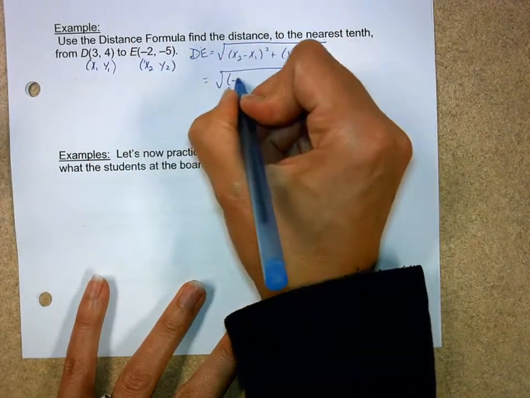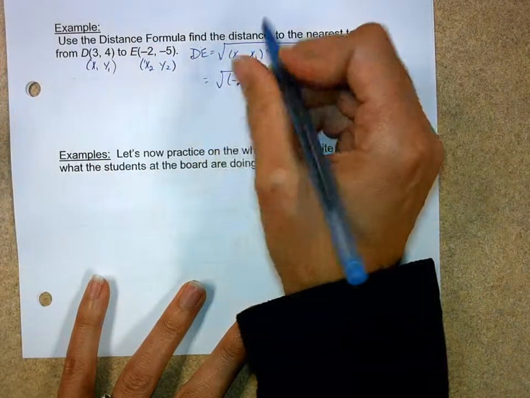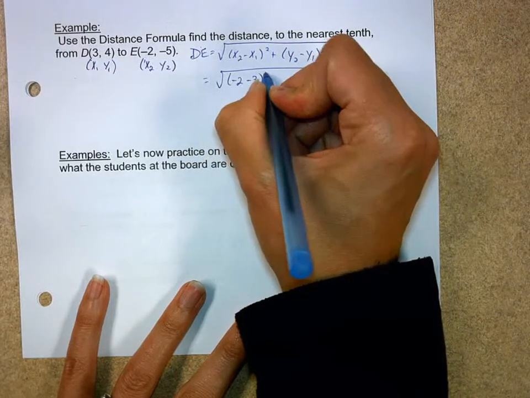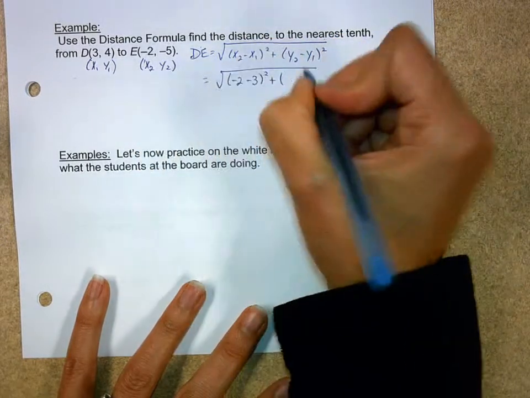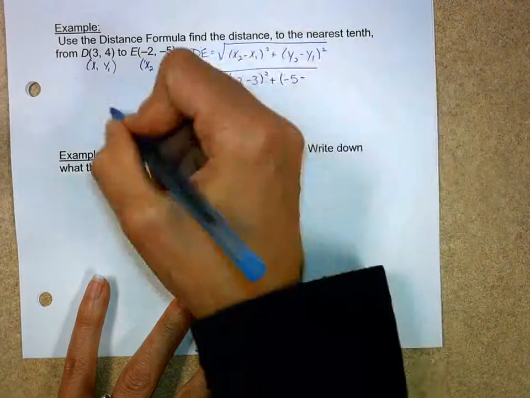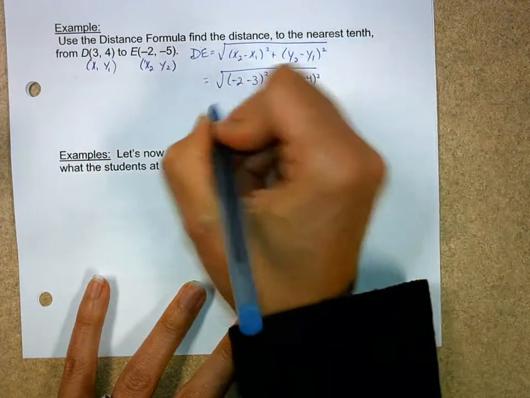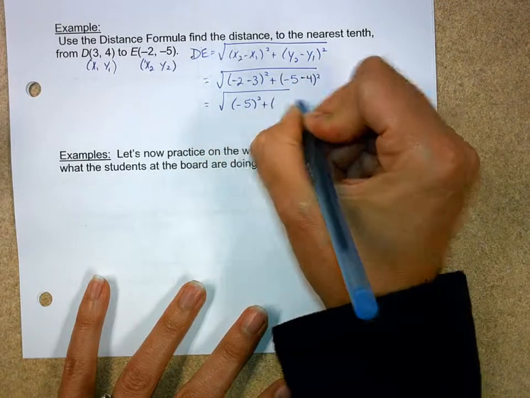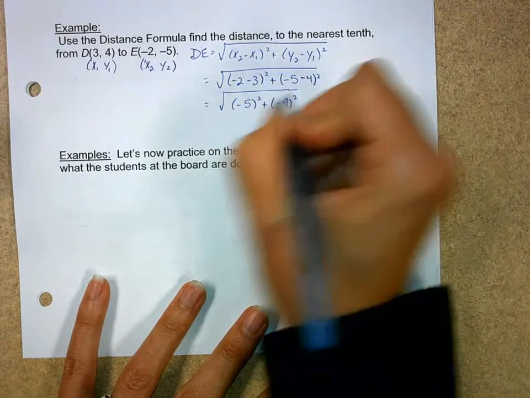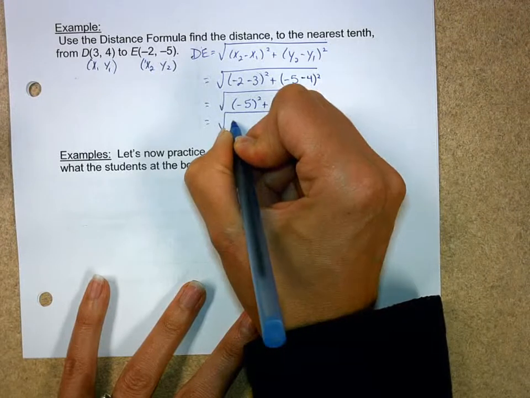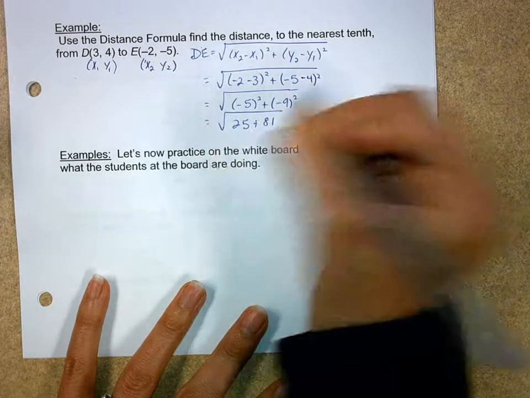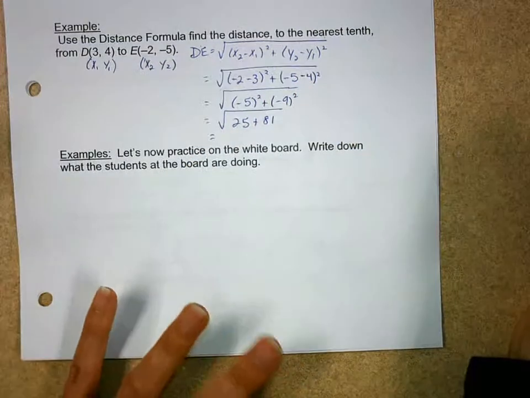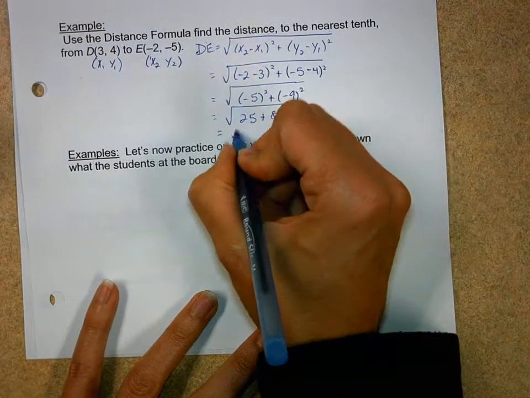x2 is -2. x1 is 3, so minus 3 squared. y2 is -5 minus y1, which is 4, squared. That gives me -5 squared plus -9 squared. Well, that's 25 plus 81. And so then I get the square root of 106.